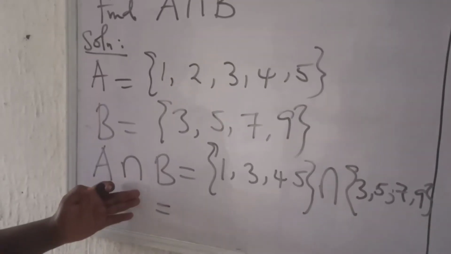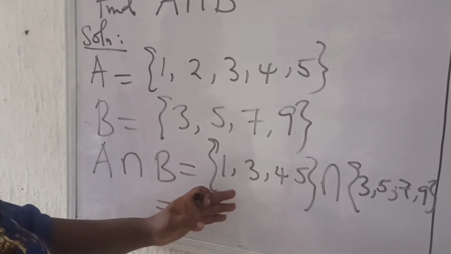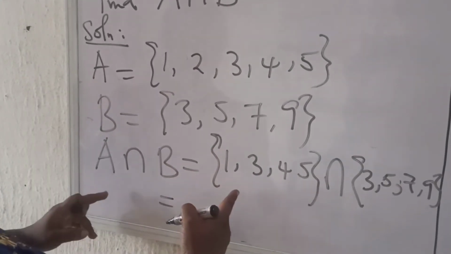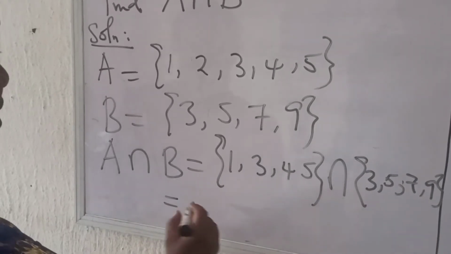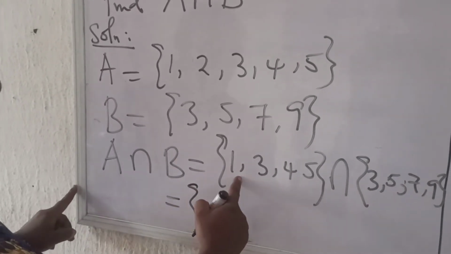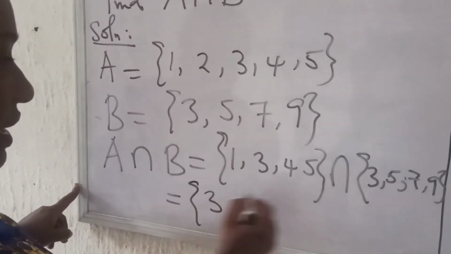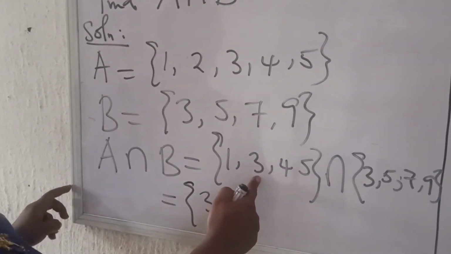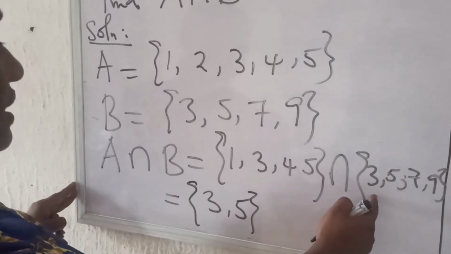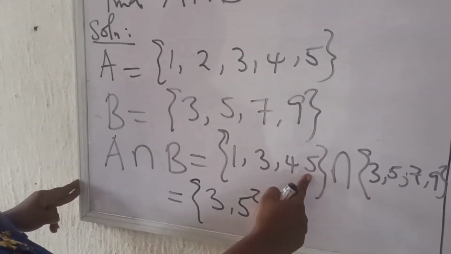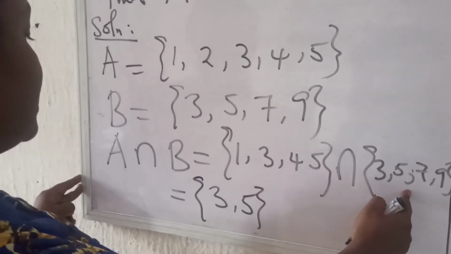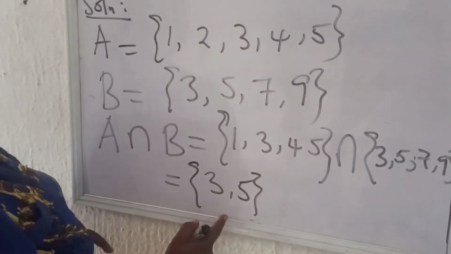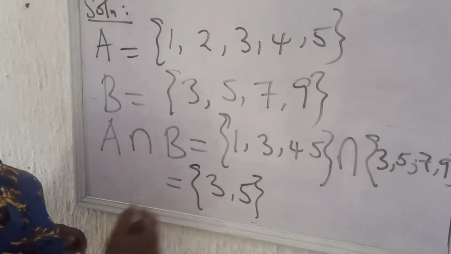How do we get this intersection? We pick out the elements that are common to both sets A and B. Those elements are 3 and 5. 3 is found in set A, 3 is also in set B. 5 is in set A, 5 is in set B. So A intersect B is the set with the two elements 3 and 5.